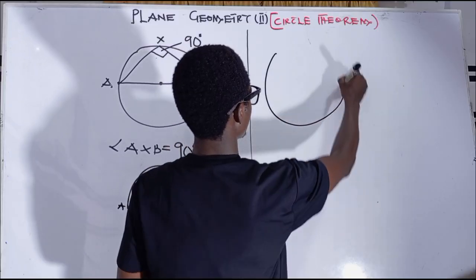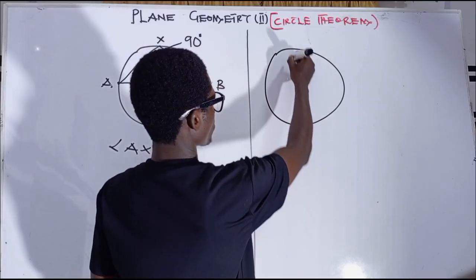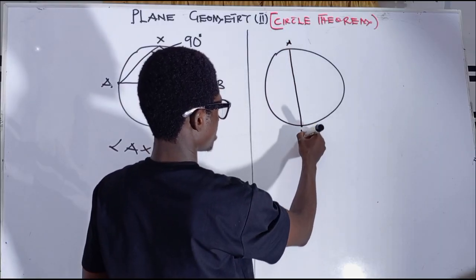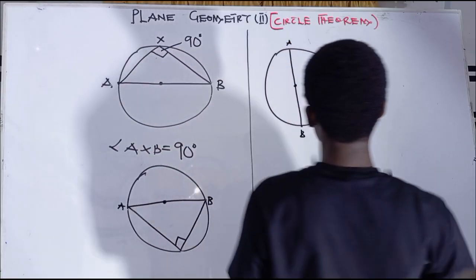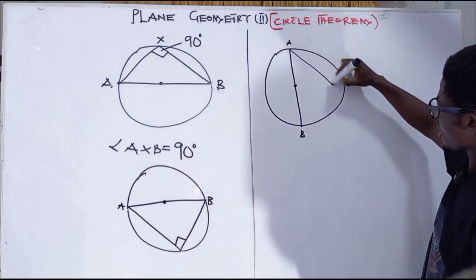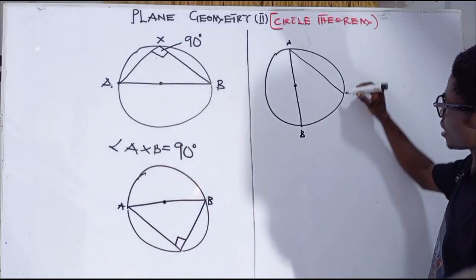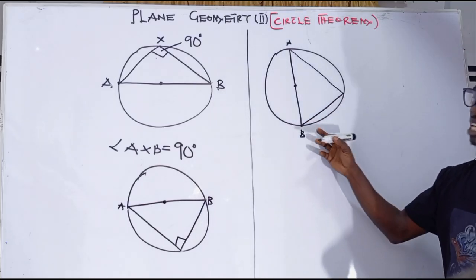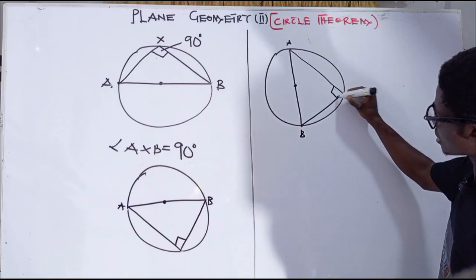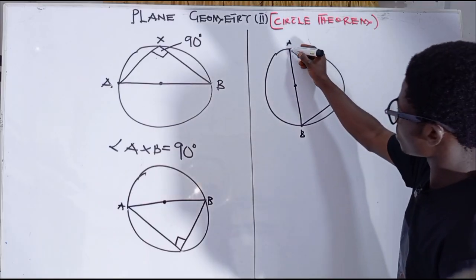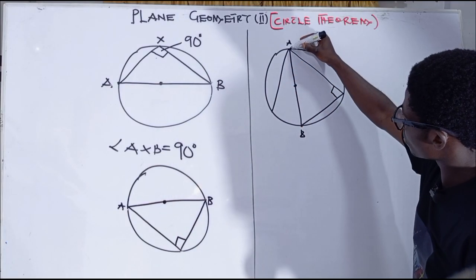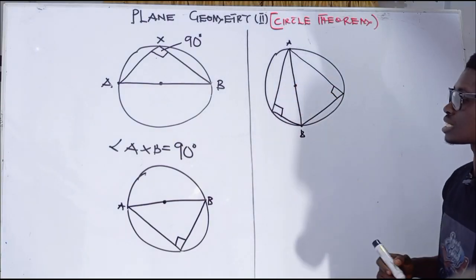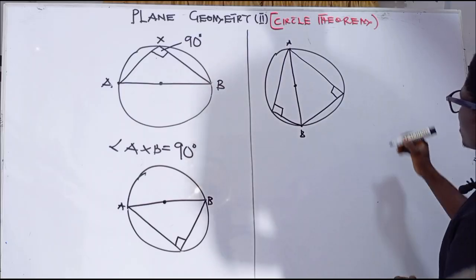Now with the same diagram, we can also draw it in this form. We have a diameter. Remember that this line must be a diameter. And then we have a line from one end of the diameter meeting another line from the other end of the diameter. The angle created here is 90 degrees. We can also have something of this form. This is from the end of the diameter, and this is also from the end of the diameter. The angle here is 90 degrees.